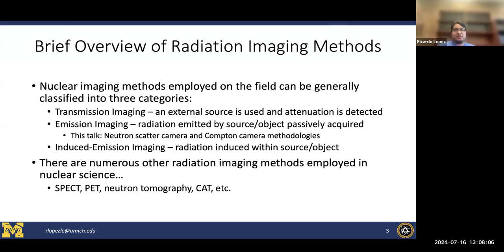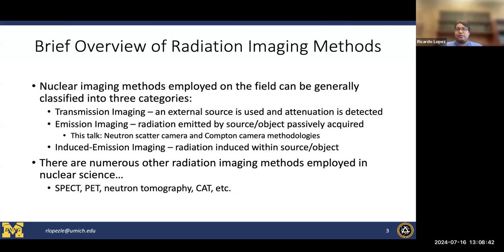You have emission imaging, which is where the source or object itself emits the radiation, and then you passively acquire or detect that. I'll note that for this particular talk, I'll mainly be focusing on this category of imaging, specifically with respect to neutron scatter cameras and Compton camera imaging methodologies. And then finally, we have induced emission imaging, which is where radiation is induced within an object or source using an external radiation source.